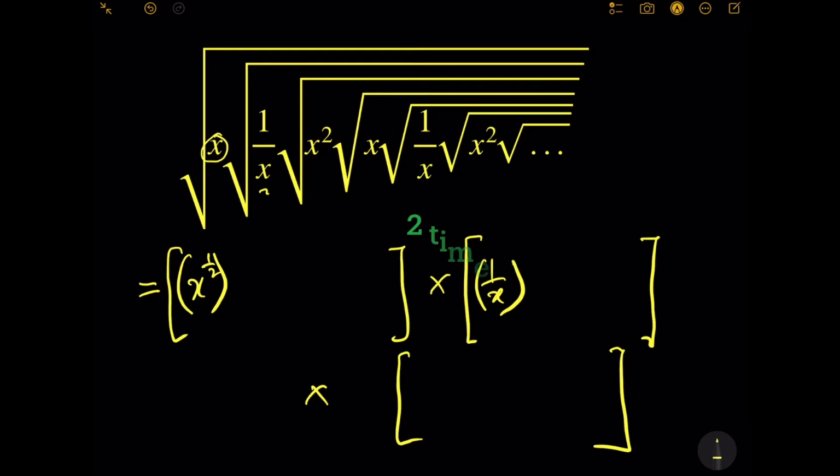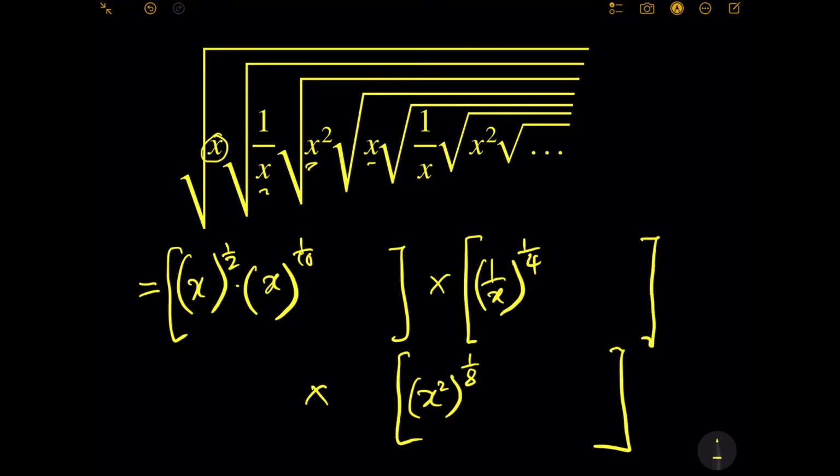Powered by 1 over 4, because 2 times square root. And then we have an x squared, powered by 1 over 8, because 3 times square root, which is 1 over 2 to the power of 3, 1 over 8. And then it goes back to x. So multiply x again, this time with power 1 over 16. Why? Because it goes through 4 square roots.